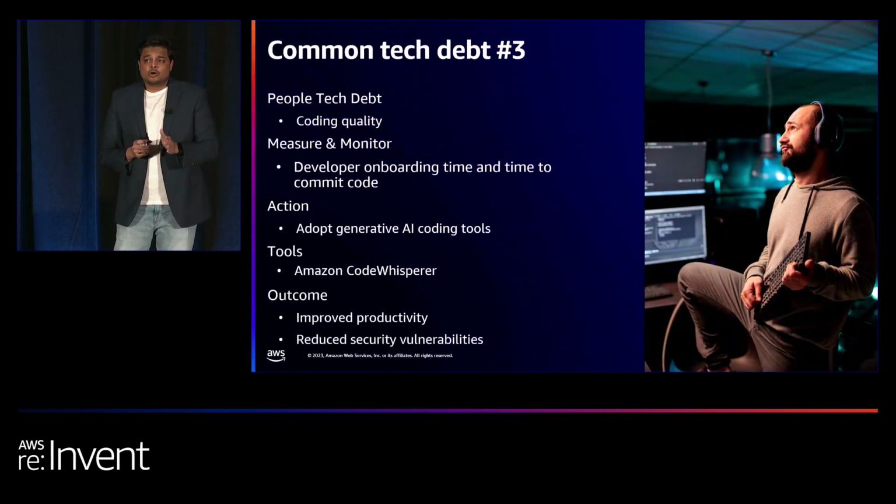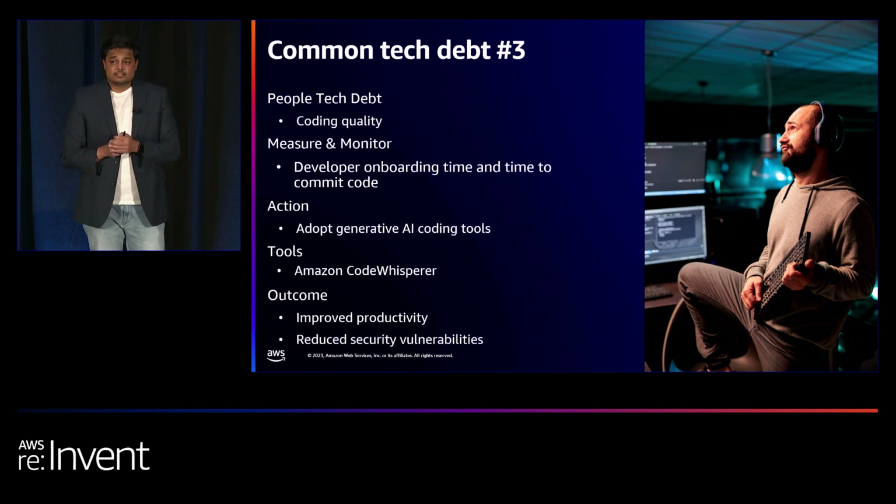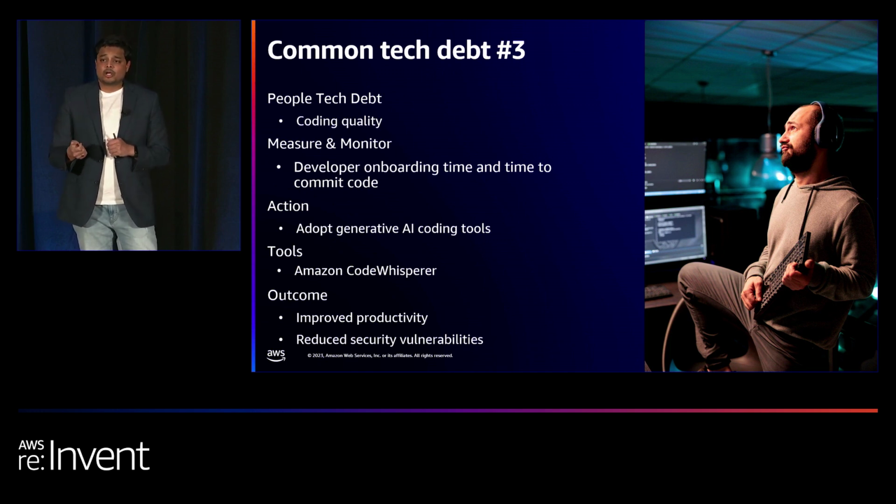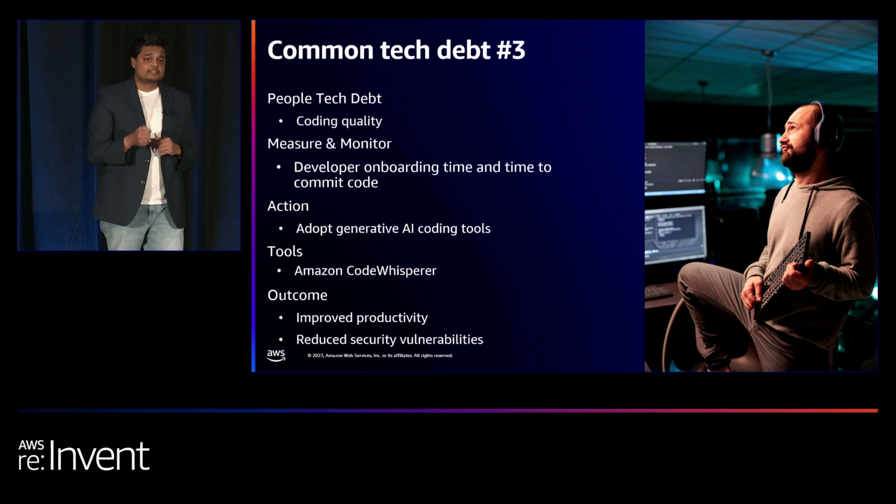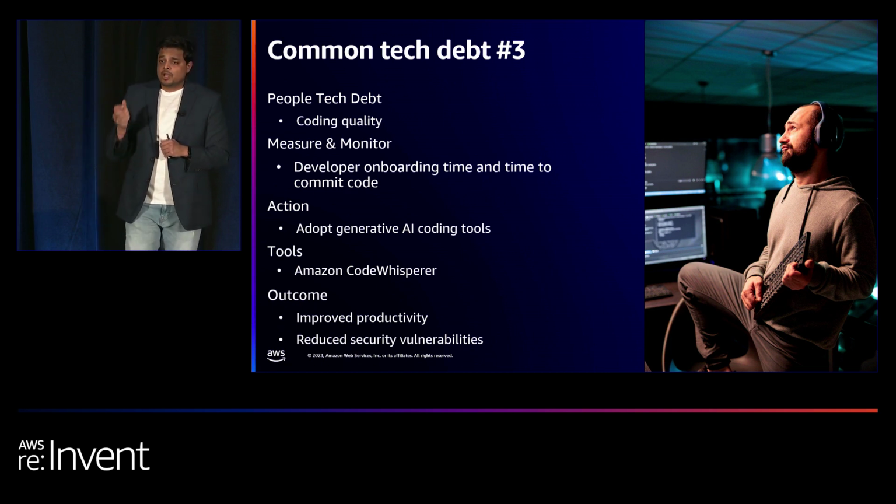So we are going to talk about the third technical debt item, which is coding quality or coding best practices. Your teams require knowledge of different programming languages, different coding standards, and they need to remember all the different coding standards when they are actually building these features for your customers.